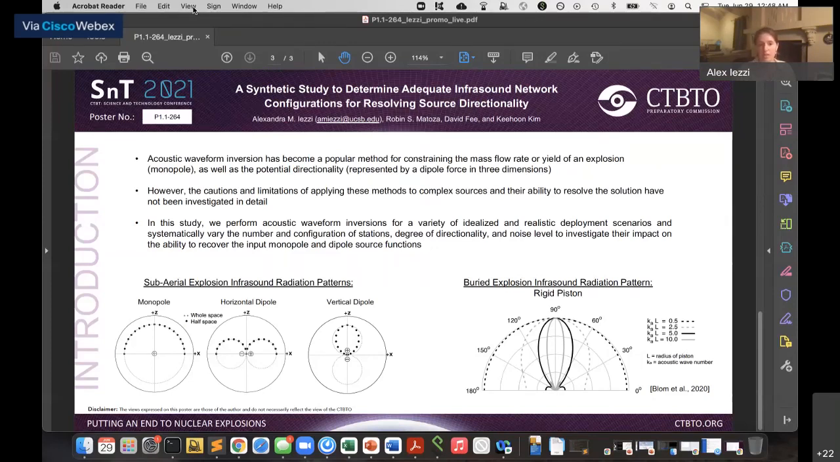And so that's what we do in this study, where we perform synthetic acoustic waveform inversions for a variety of both idealized and realistic scenarios, where we vary the number and spacing of stations on the ground, the degree of directionality, so how directional the source is, as well as the signal-to-noise ratio for the data prior to inversion. And we see how we're able to recover the input monopole and dipole sources. And I'd be happy to talk further.